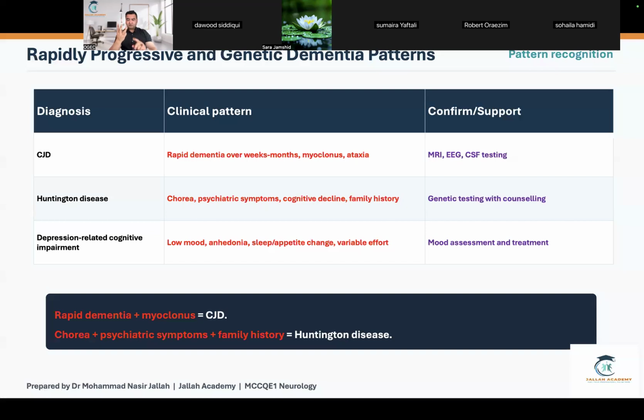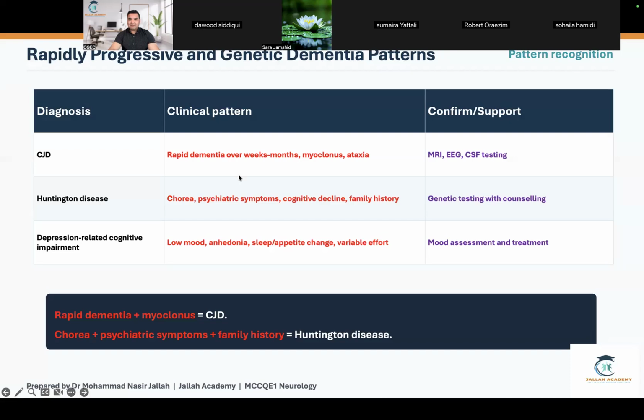Rapidly demented within weeks to months, plus ataxia, plus myoclonus is equal to CJD, Creutzfeldt-Jakob disease. MRI, EEG, CSF testing. Remember this: Huntington. In Huntington, instead of myoclonus, put chorea. Chorea, psychiatric symptoms, cognitive disorder, family history.